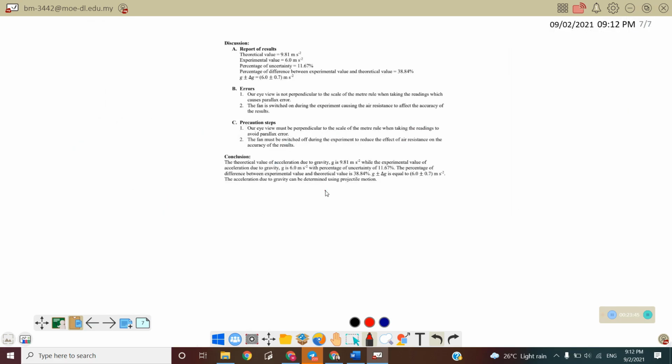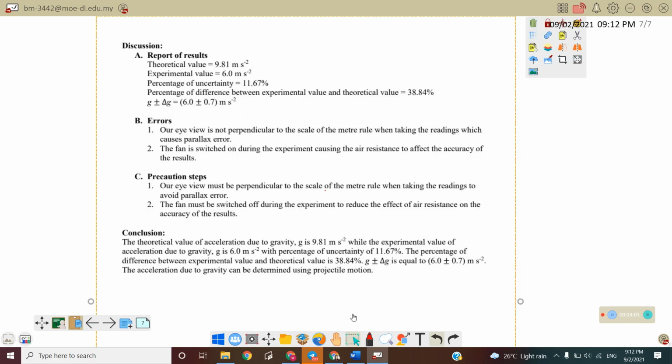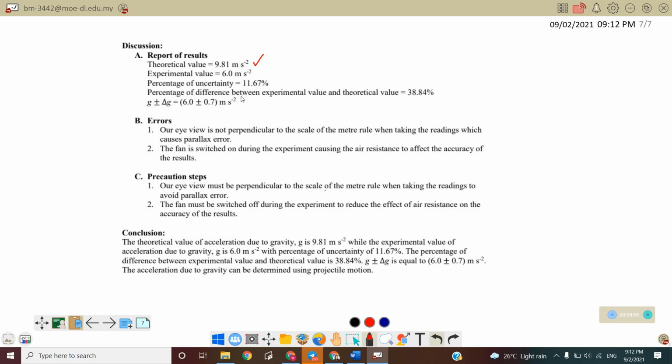For the discussion part, first one, you report your result. The theoretical value, the experimental value is 6.0. The percentage of difference between the experimental value and theoretical value is 38.84%. Actually for the experimental value, we should write this one. This is actually our experimental value. Here you must write the errors. Again, errors because of the parallax error. The second one is because of the air resistance.